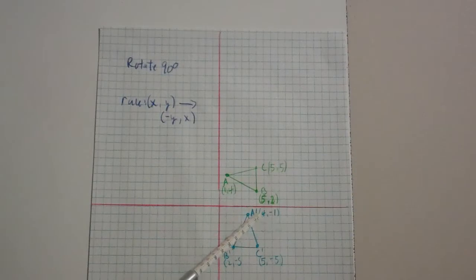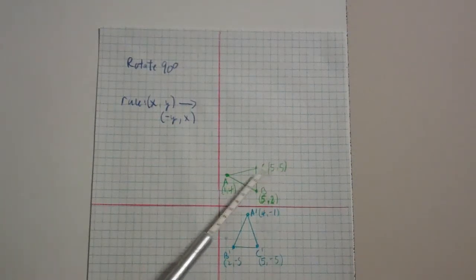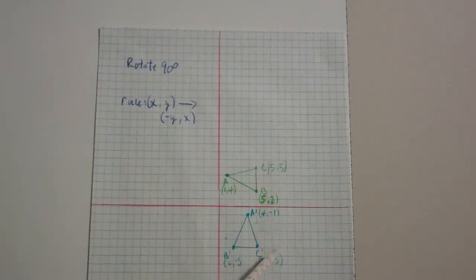So now the A prime value, the X value is going to be 4. And I'm going to do the opposite of 1 for my Y value, which is -1. And then my B prime is going to go from 5, 2 to 2, 5. And then I'm going to negate that Y value. And then my C point of 5, 5 will become 5, -5. So that is one 90 degree rotation.